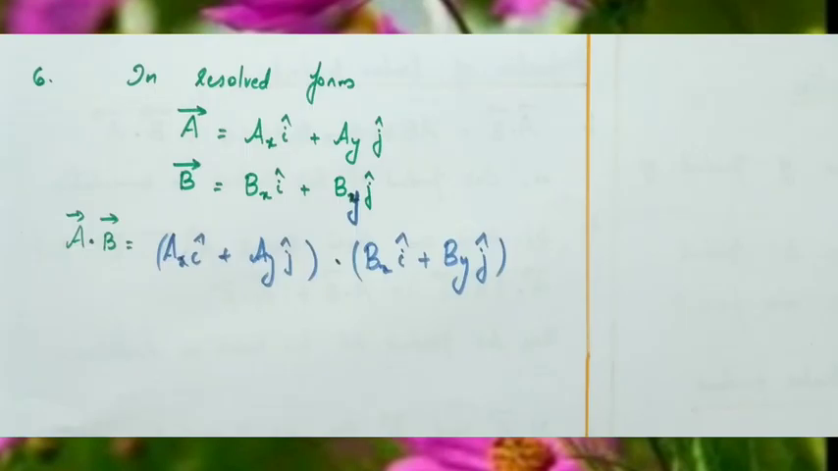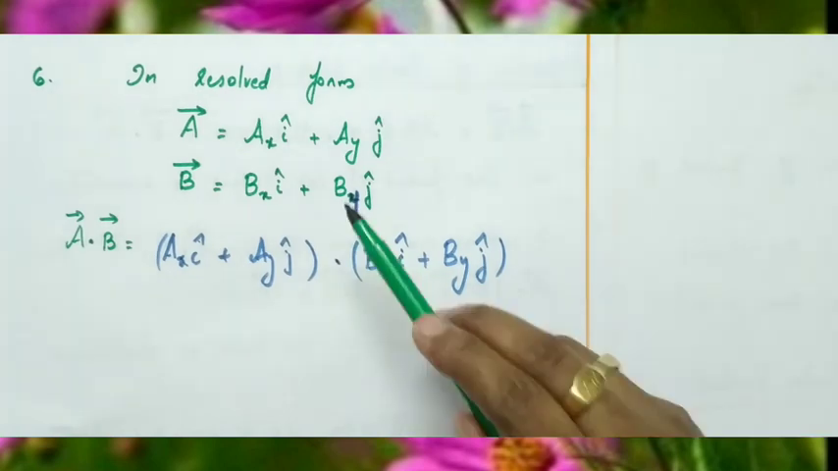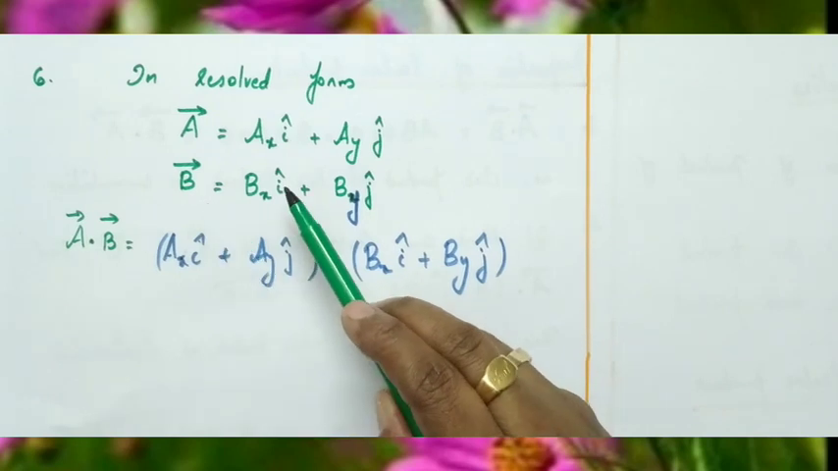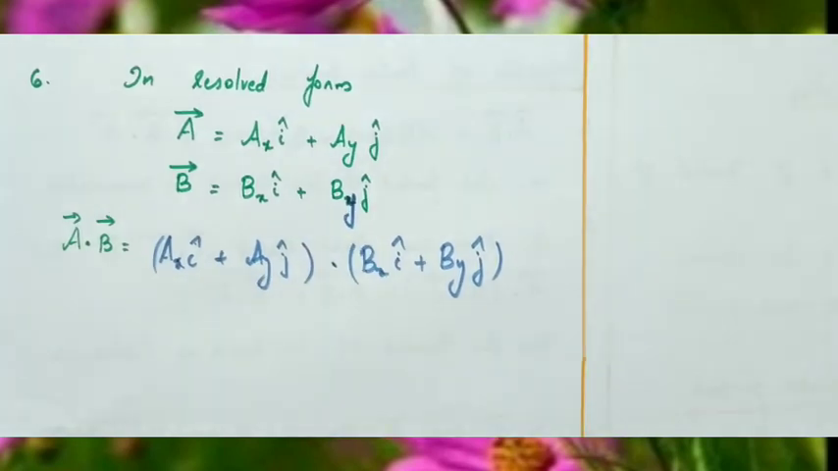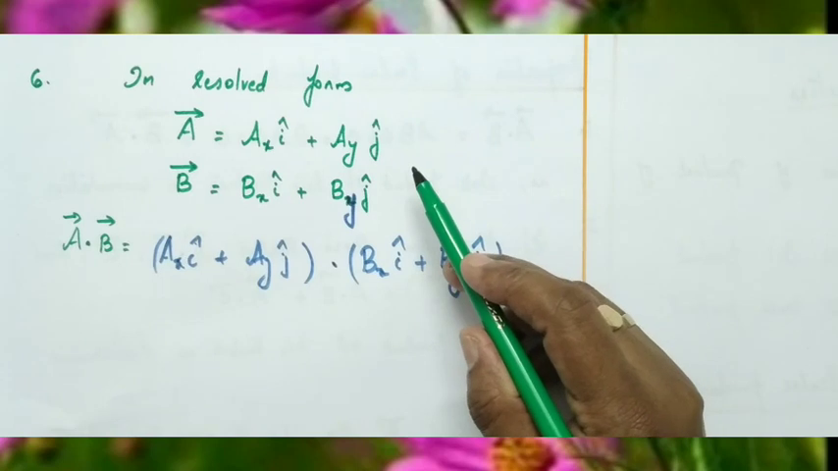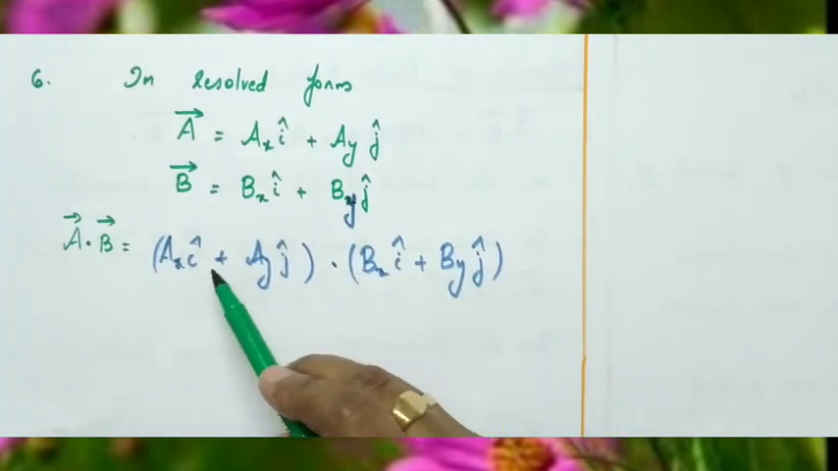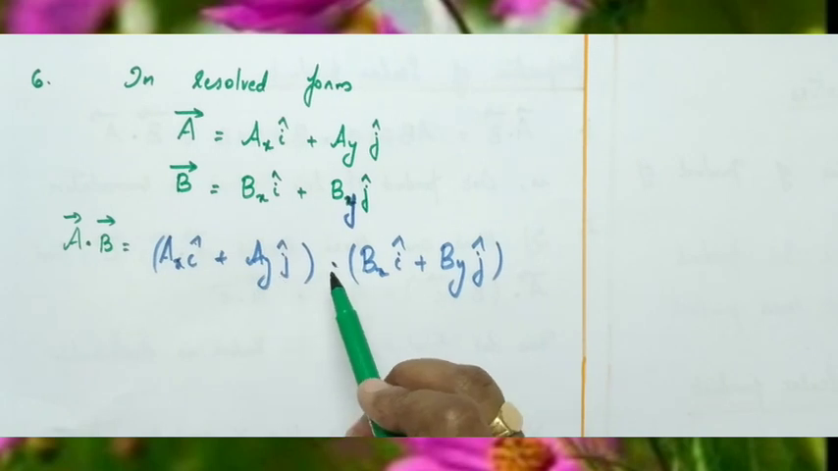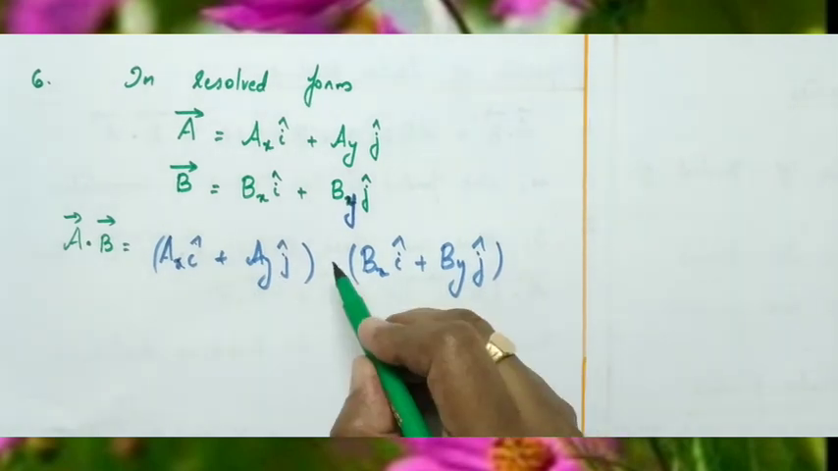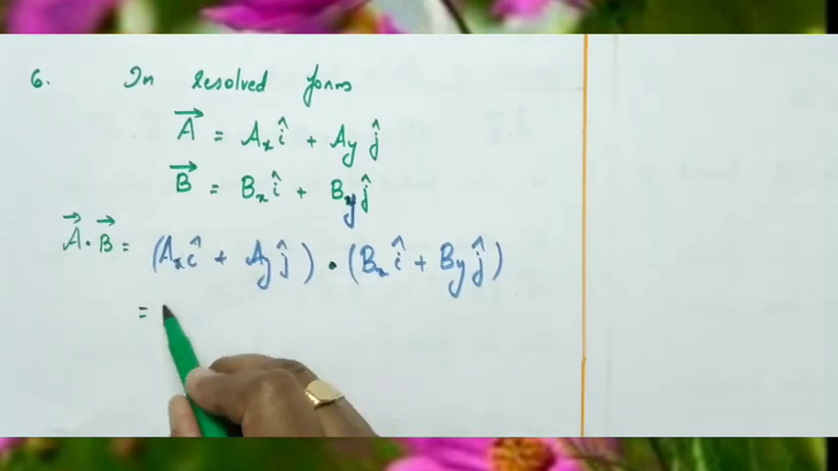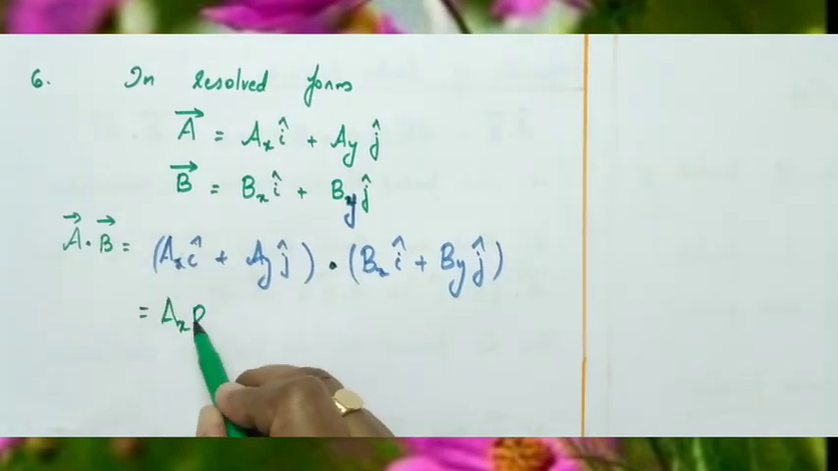Next property, we know that vector A can be represented in resolved form as Ax i cap plus Ay j cap, and vector B in resolved form can be represented as Bx i cap plus By j cap. This is in 2 dimensions. So vector A dot vector B can be written as (Ax i cap plus Ay j cap) dot (Bx i cap plus By j cap). Now we can multiply.